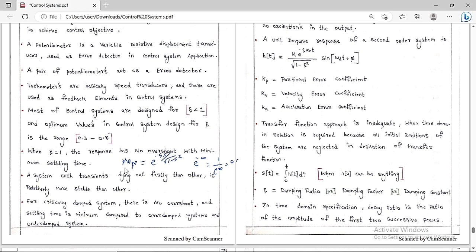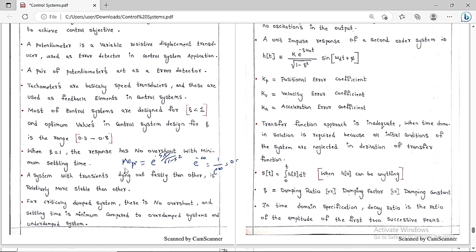So we can say when zeta is equal to 1, the response has no overshoot with the minimum settling time. Finally, whether you compare the underdamped case or the overdamped case, the critically damped case is going to have the minimum settling time with no overshoot. This one I have already told you.